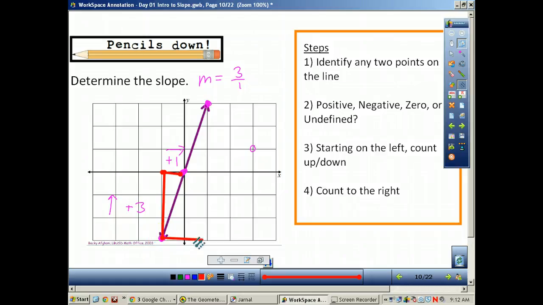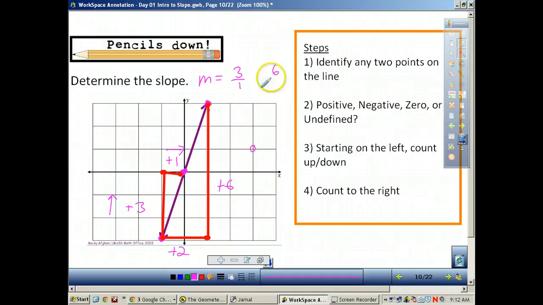We also could have picked from here and then all the way up to here. We would have said, oh, that's positive 2 and this is positive 6. So this would equal 6 over 2. Are these equal? Yeah, so you know you did it right. So you can always check with other points if you have them to see if you got the same answer. So one line has one slope only. Doesn't matter which 2 points you pick.